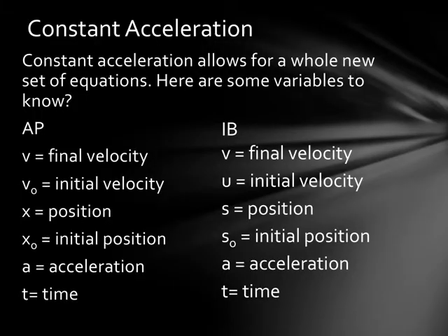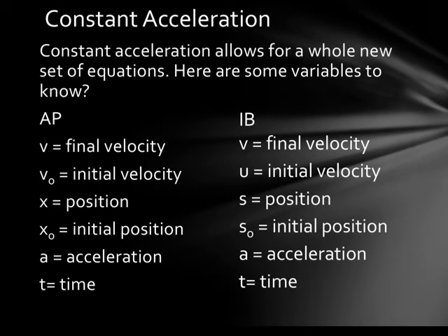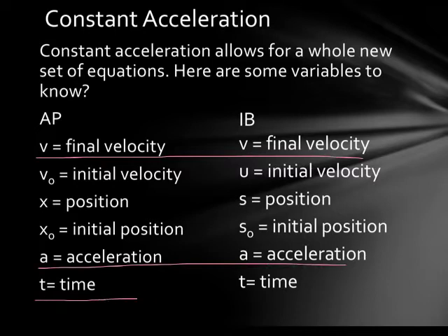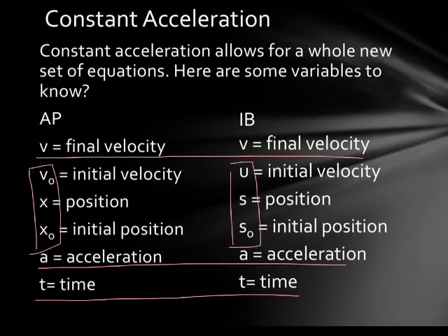So, just some stuff to mention. We have these different lettering styles based on the possible tests you might take in order to get college credit. Alright, so we have three similarities. V by itself stands for final velocity, a always stands for acceleration, and t always stands for time. If you're an IB, you kind of have to memorize these, and if you're an AP, or going to take AP, you have to memorize those, or at least remember them.